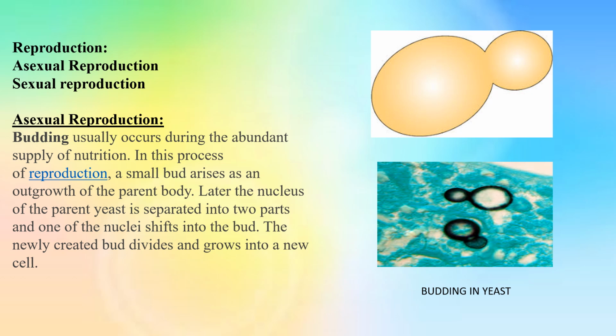If you see the first picture, a parent body is slowly dividing into a new bud, where the nucleus is getting exchanged between the old one and the new one. The second picture is a microscopic view of how budding is happening in a cell.